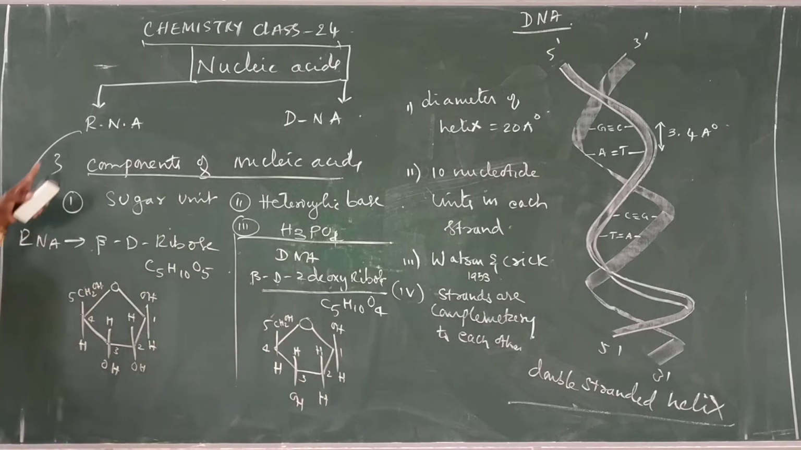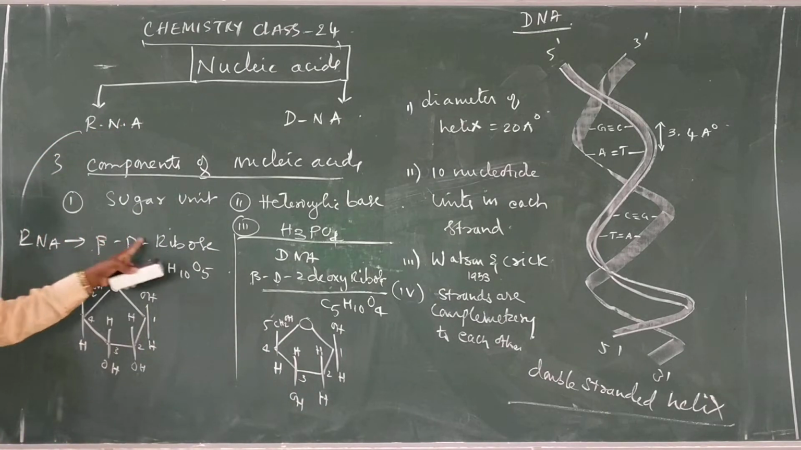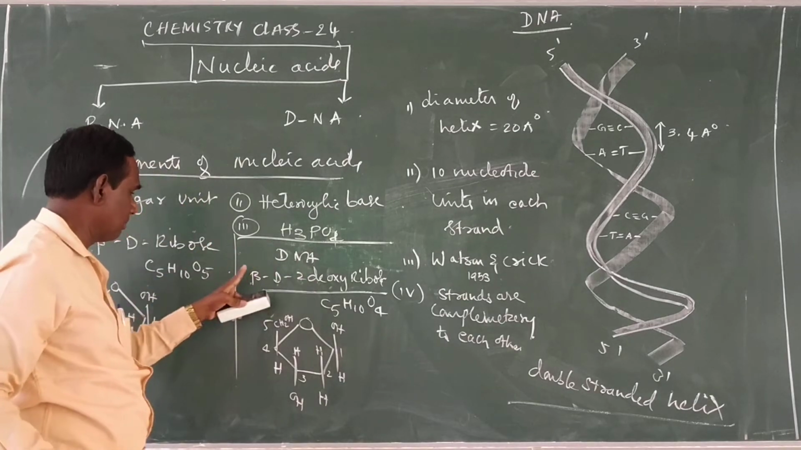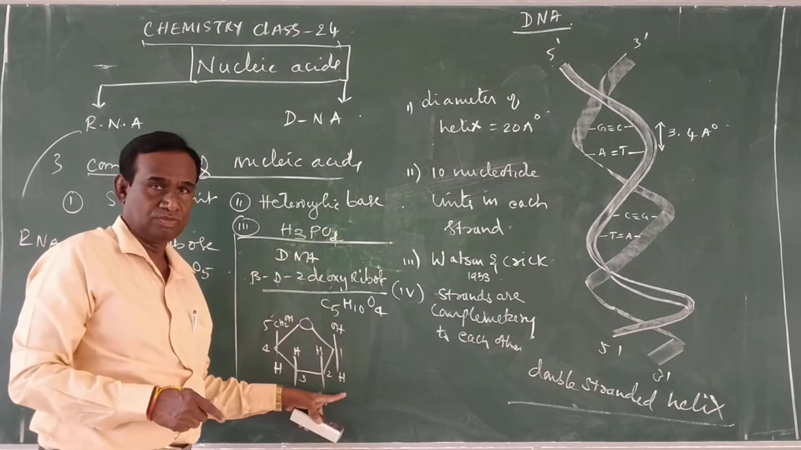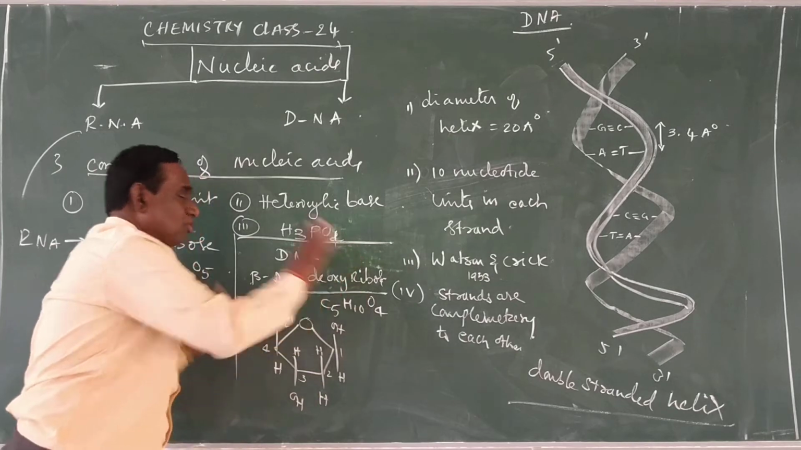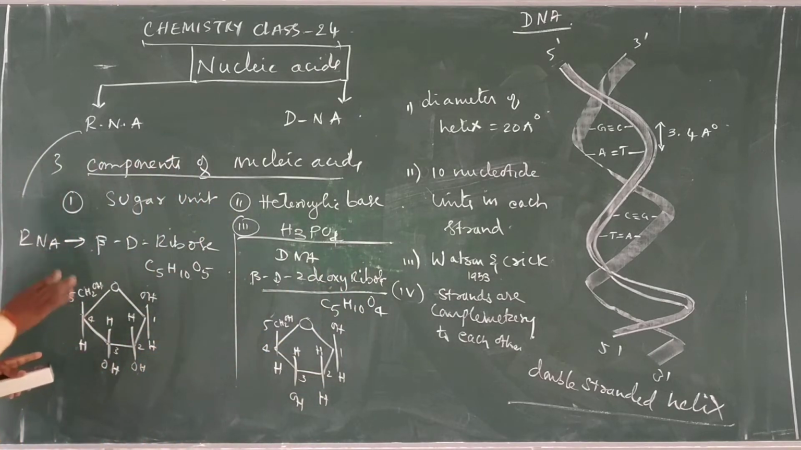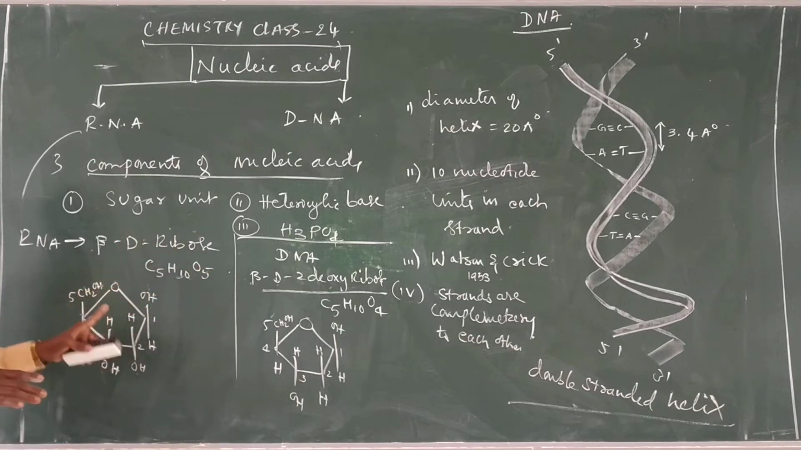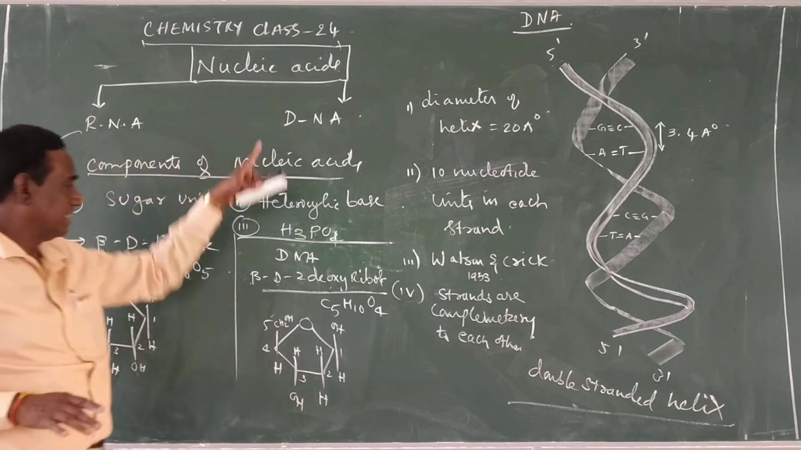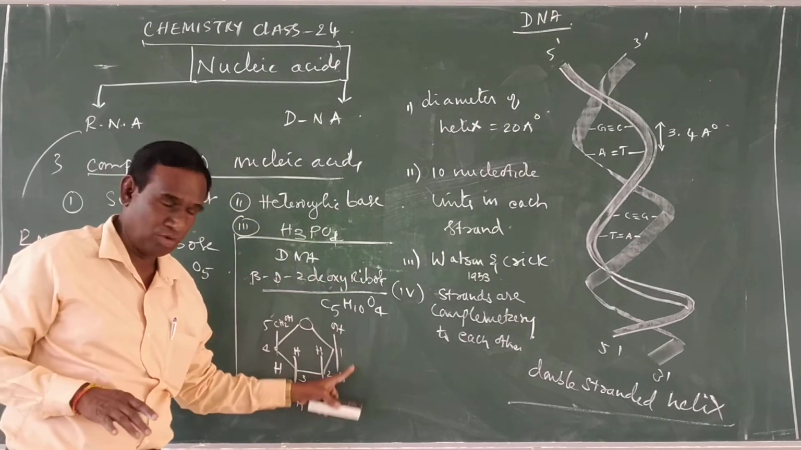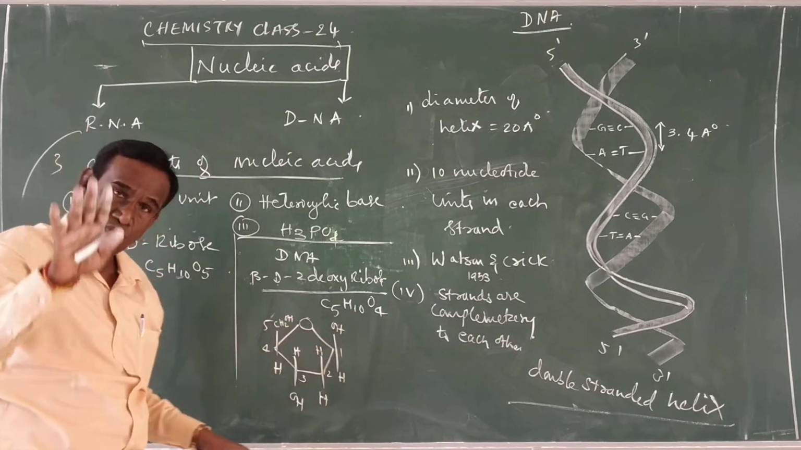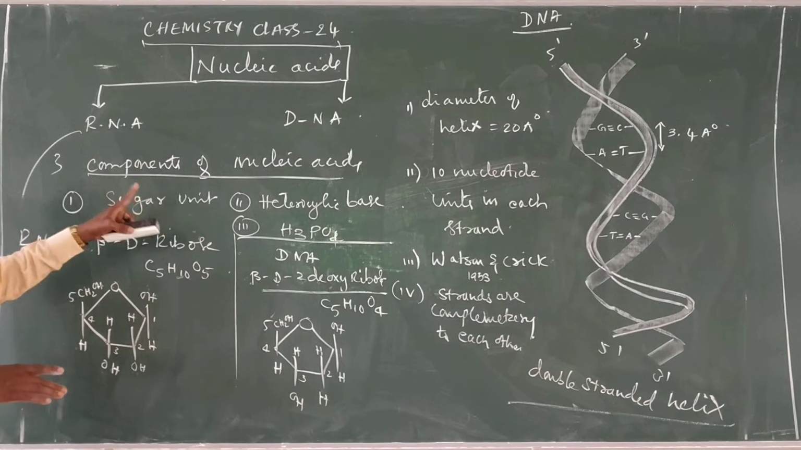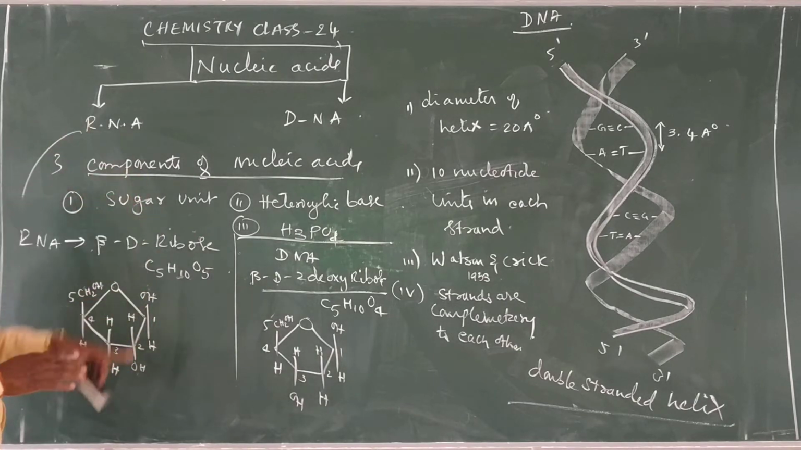So the sugar present in RNA is beta D ribose, C5H10O5. The sugar present in DNA is beta D 2-deoxyribose, C5H10O4, which has one oxygen less. This is the first component of nucleic acids.